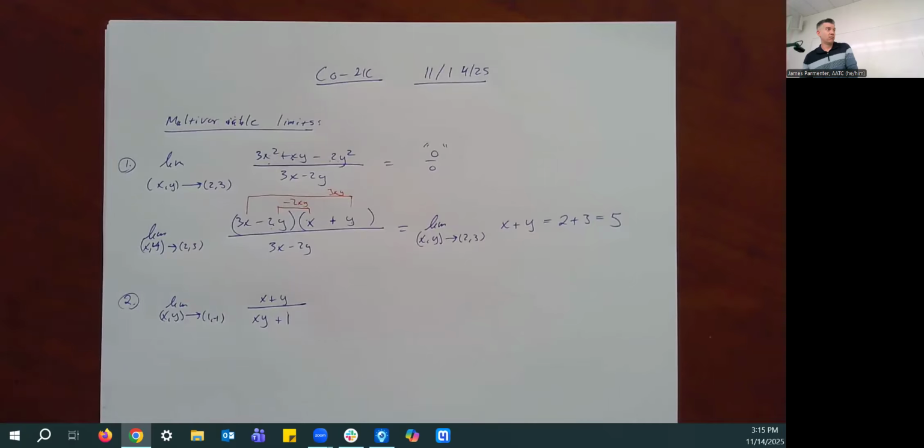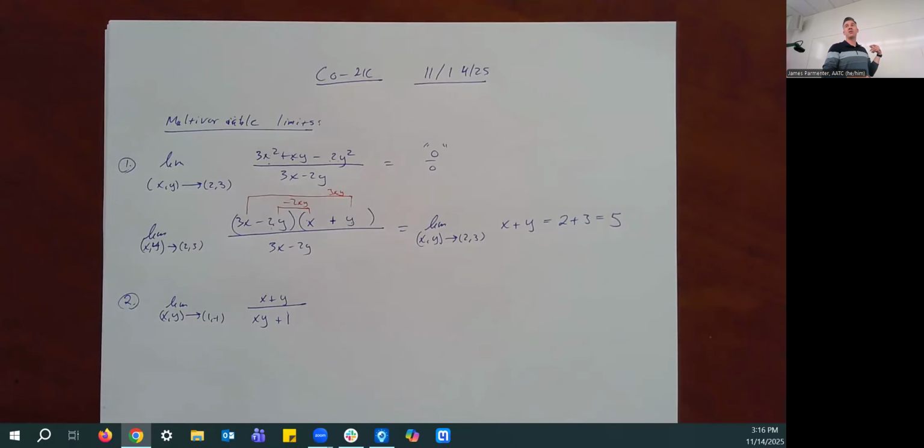If I don't see any potential factoring or some other sort of thing I might work on, I would probably start looking at different paths. Usually our limits approach (0, 0), and so our paths are nice things like y equals x, or y equals x squared, or y equals x cubed, or some power of one of your variables. In this case, that's less of an option, although not completely not an option.